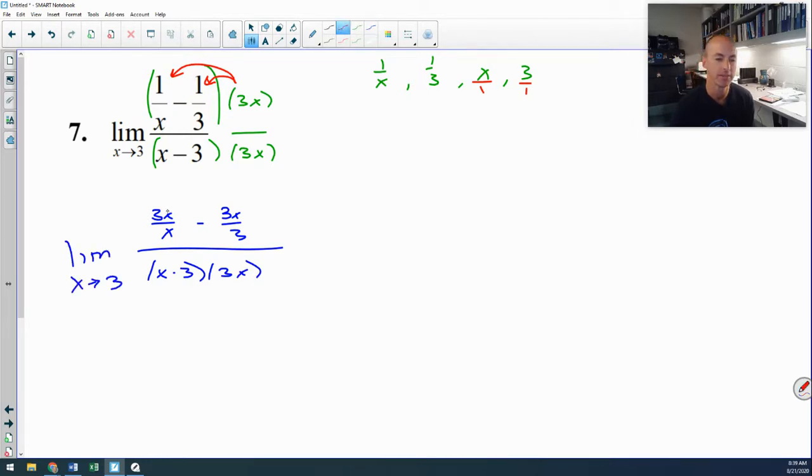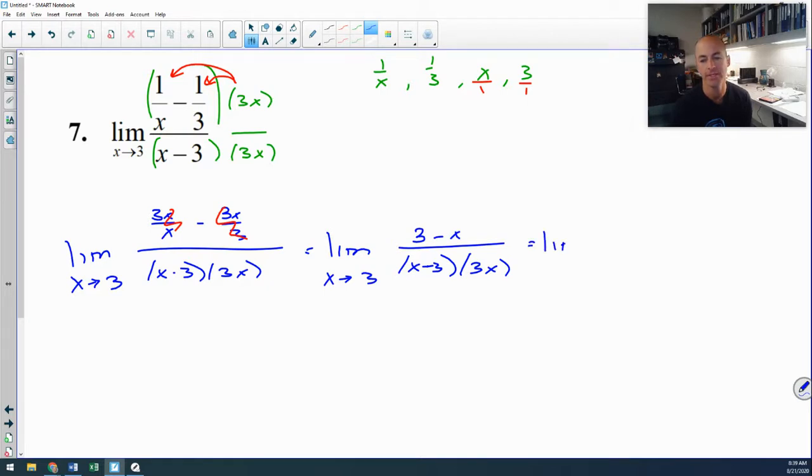Now I can cancel my x's. I can cancel my 3's. In the numerator, I still have to write limit, because I have not substituted yet. In my numerator, I have 3 minus x. In my denominator, I have x minus 3 times 3x. And you can cancel from here if you want to. 3 minus x and x minus 3 can cancel.